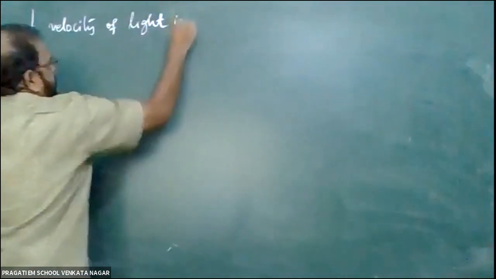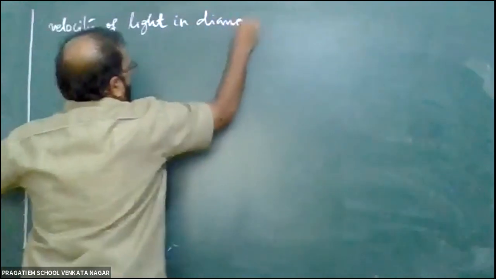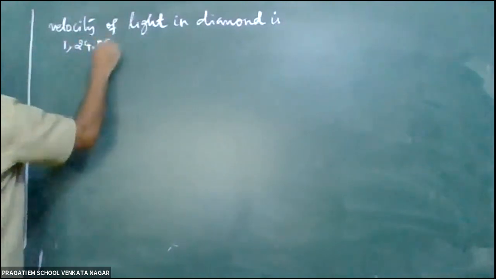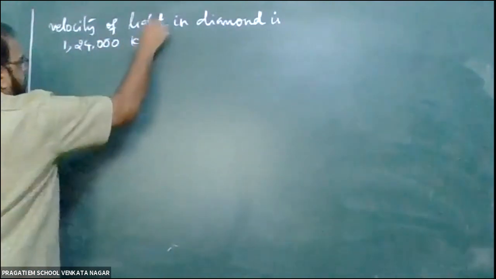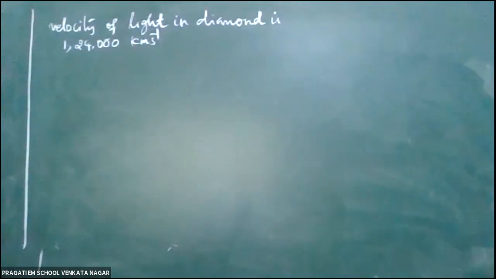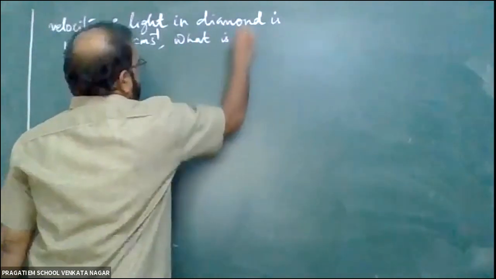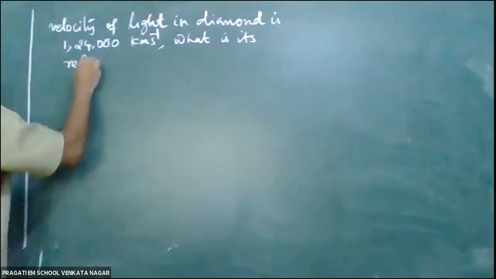Now, when velocity is given, we studied when the refractive index is given, how to find the velocity. Suppose velocity is given, for example, the velocity of light in diamond is 1,24,000 kilometer per second. Then what is its refractive index?